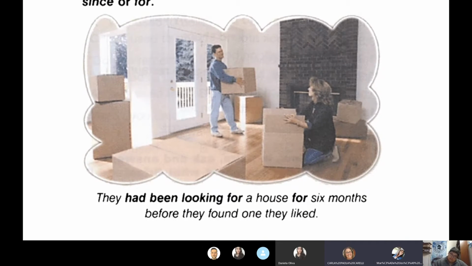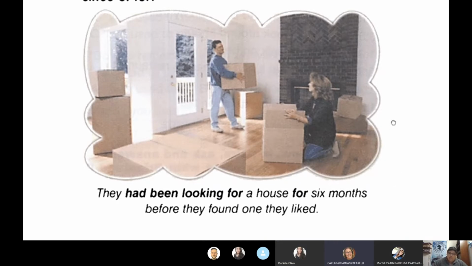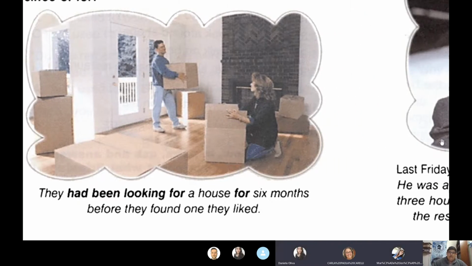They have been looking for a house for 6 months before... I can see because I have the icons. Can you put before they found one they liked. Okay, they had been looking for a house for 6 months before they found one they liked. Okay, they found one they liked. That is the point in the past. That is the action in the past, and before that action took place, the other, that they had been looking for a house.